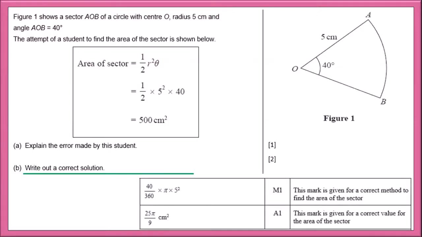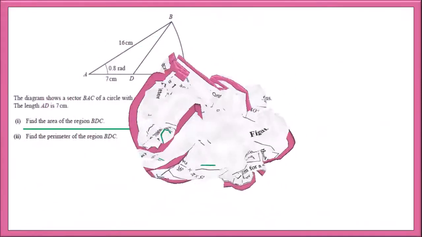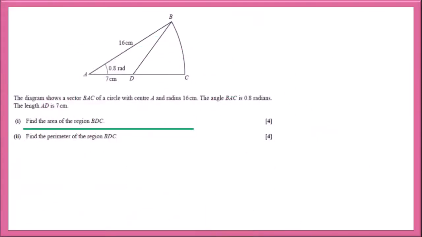Right, our correct solution. So here we go. I've converted that angle into radians, and from that I've found that the answer is 25 pi over 9 centimeters squared, as it should be. Moving on. Diagram shows a sector BAC of a circle with center A and radius 16. The angle BAC is 0.8 radians. The length AD is 7 centimeters. Find the area of the region BDC. So the area of the region BDC is this section here. Hopefully you can all see that. BDC, this bit here.